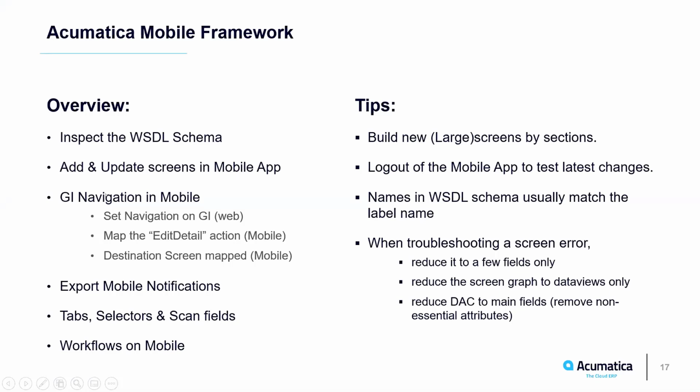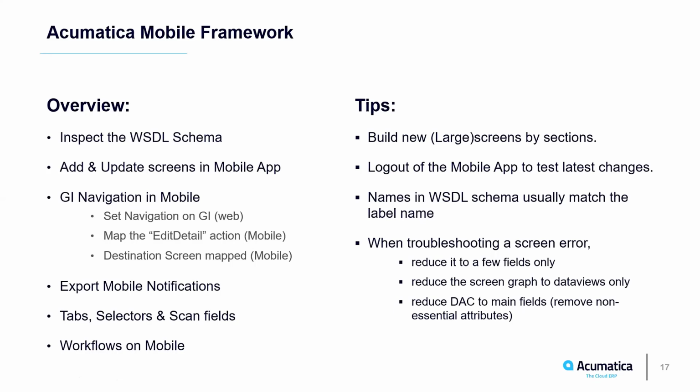We also experienced the GI navigation in the mobile application, and we saw how to accomplish that. Basically, you have to set the navigation on the GI web first. Then you need to map the edit detail action on the mobile file. And last, you need to make sure that the destination screen is mapped as well on the mobile file. In our case, the destination screen was a sales order screen, and this screen comes already mapped by default when you download the application.